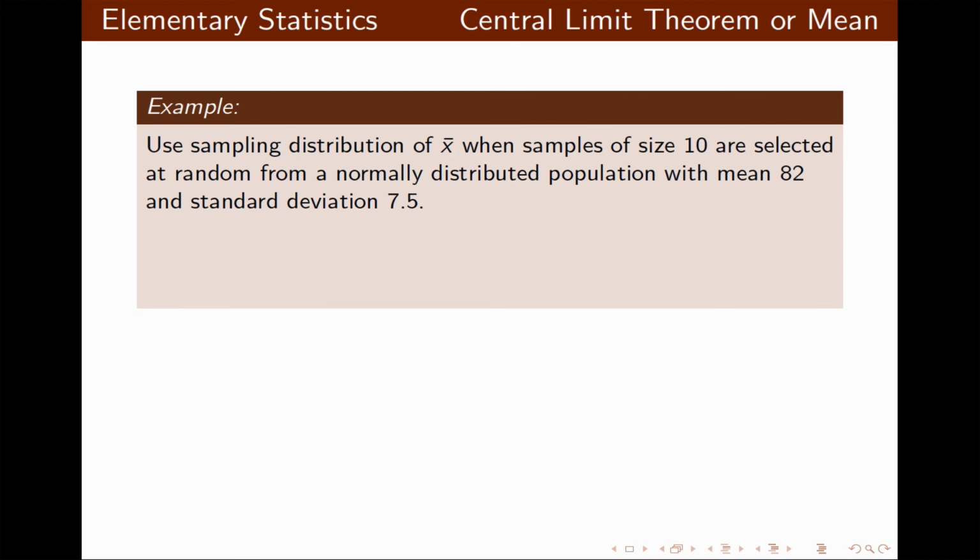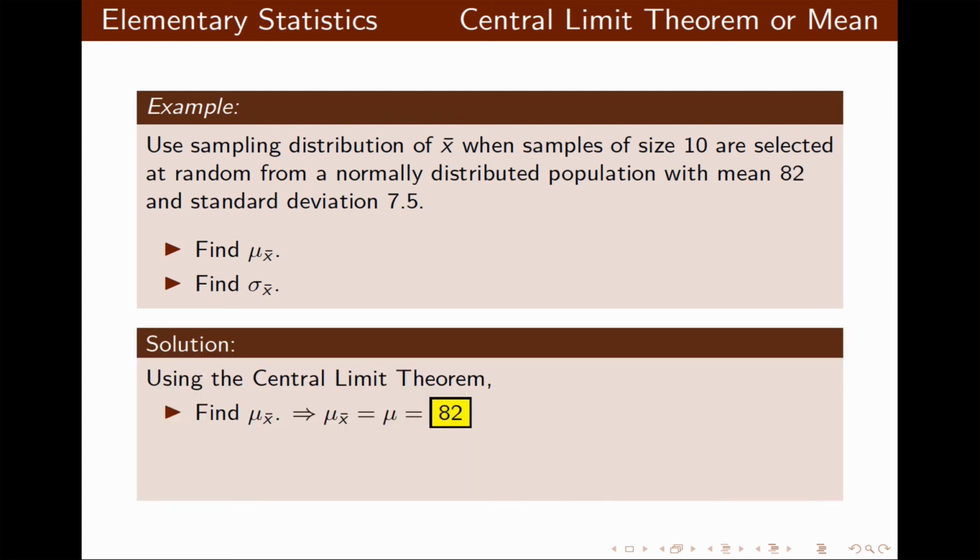In this example, we have a sampling distribution of x bar with the sample size 10 selected randomly from a normally distributed population with the mean of 82 and a standard deviation of 7.5. We want to find the mean of the means, and we want to find the standard deviation of the means.